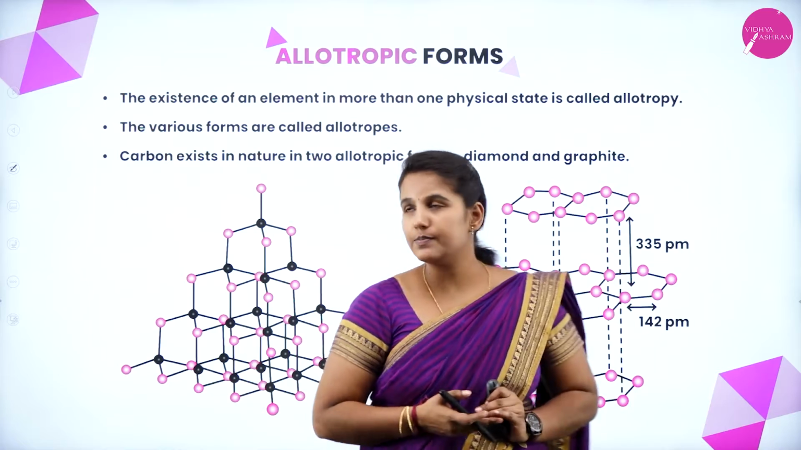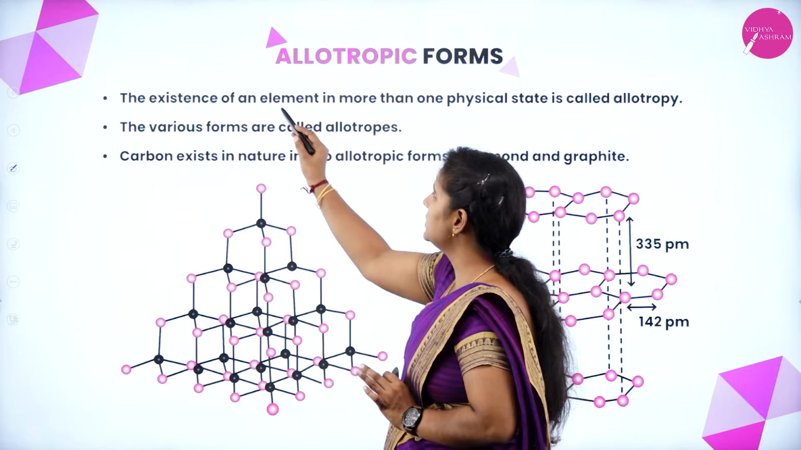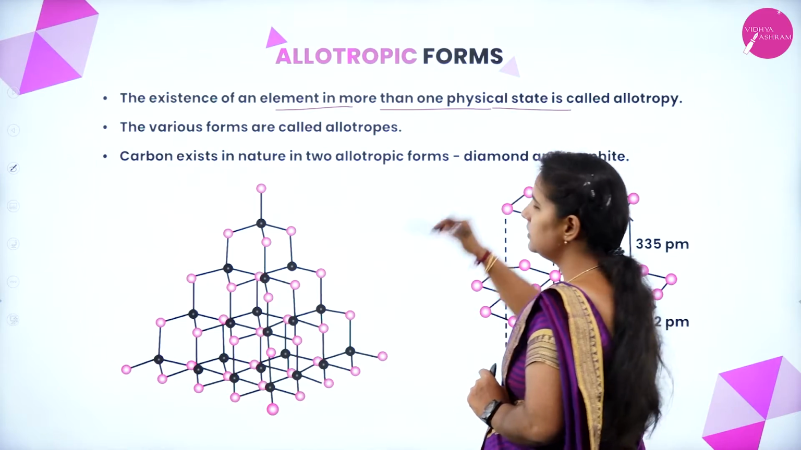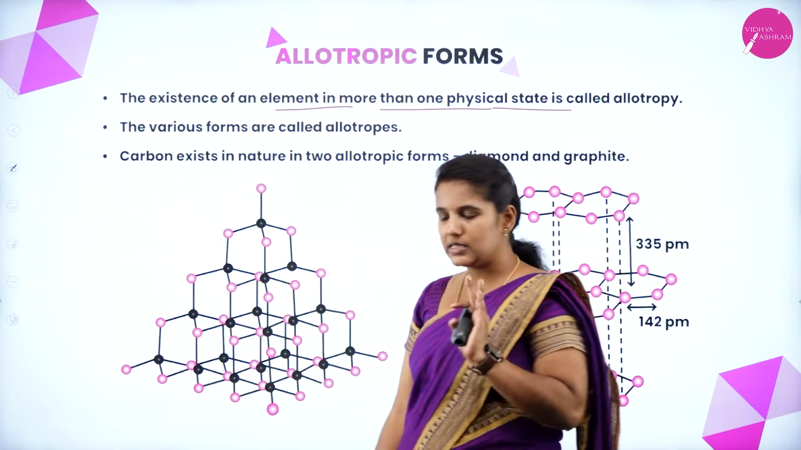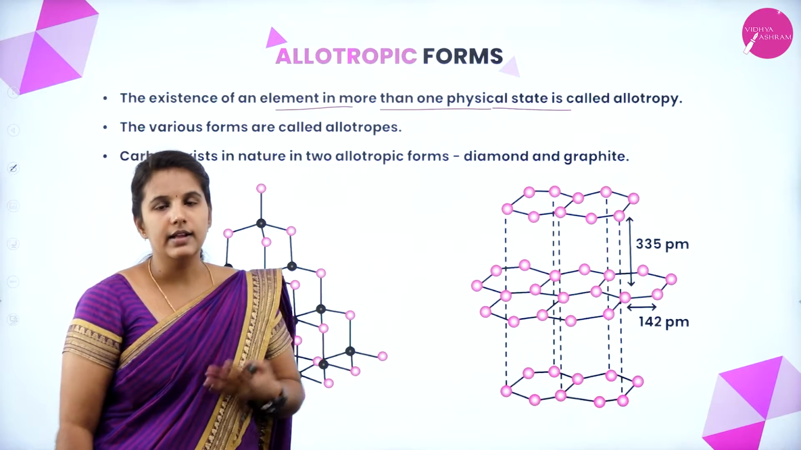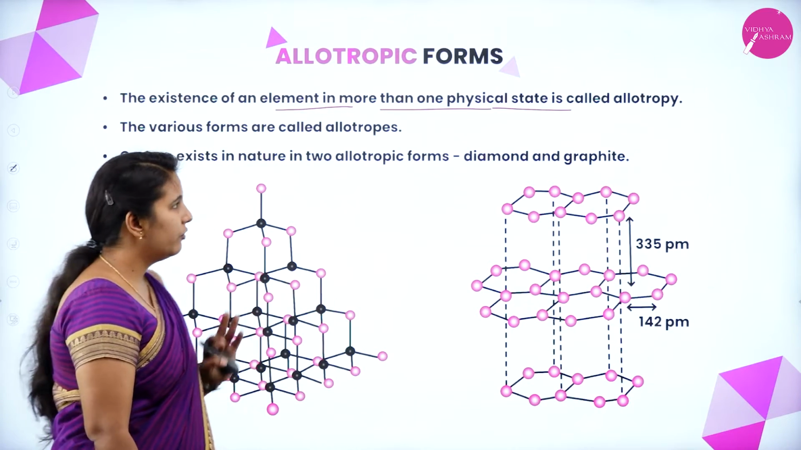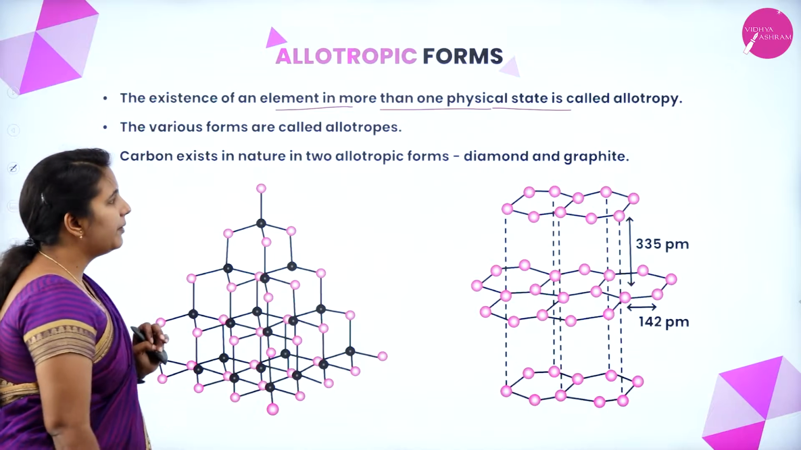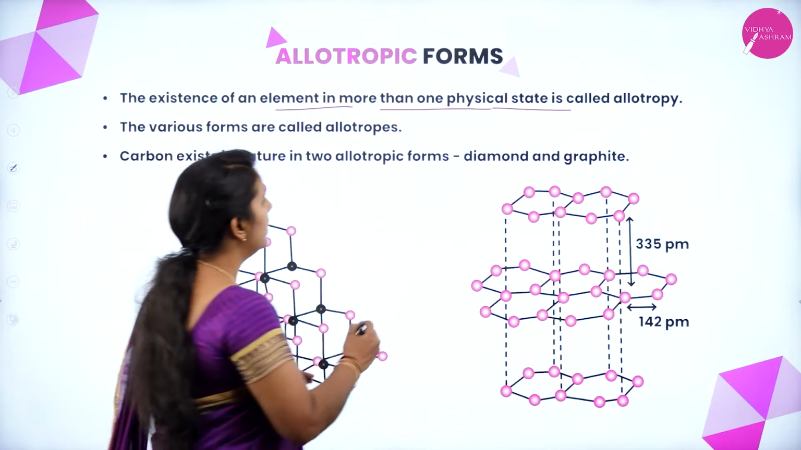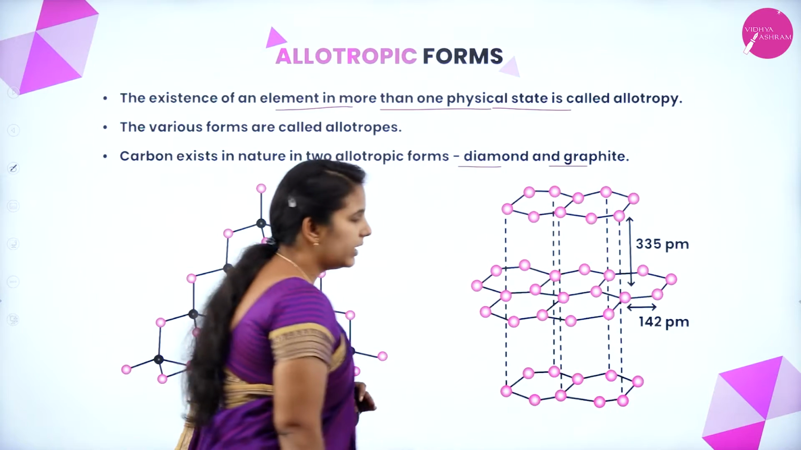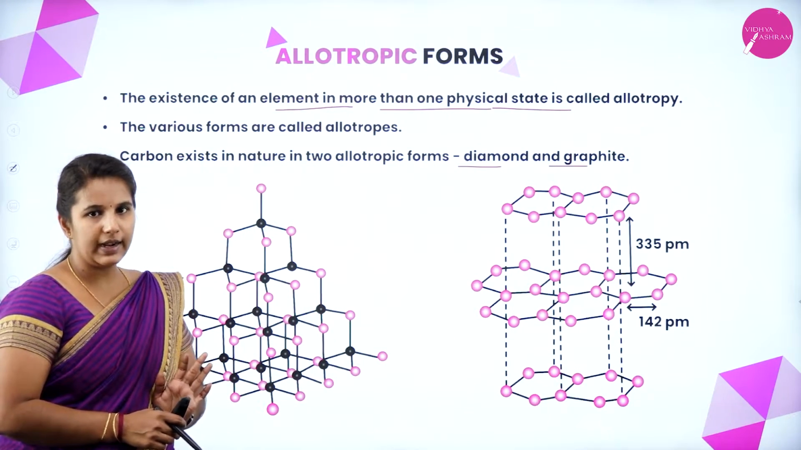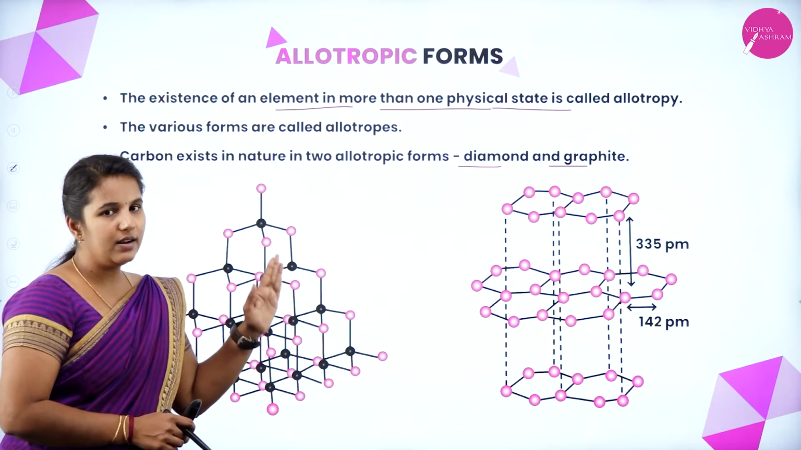So allotropes means the existence of an element in more than one physical form. That is known as what? Allotropic form. And carbon exists in 2 types of allotropes. The first one is diamond, another one is graphite. So these two are the 2 allotropes of carbon. Which are those? Diamond and graphite.